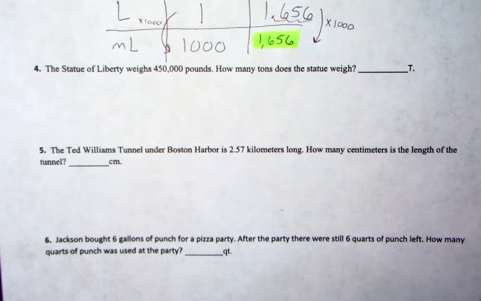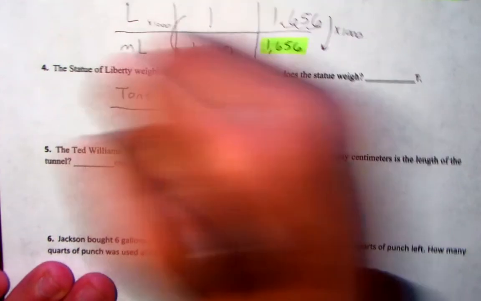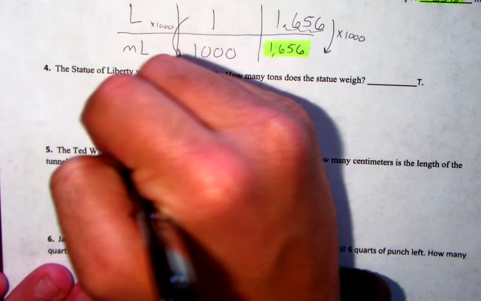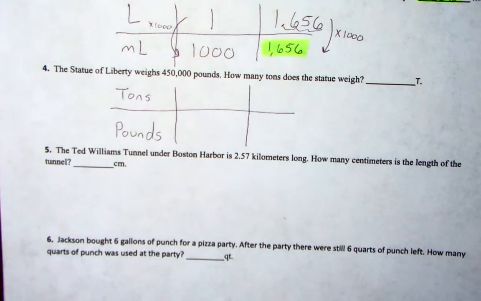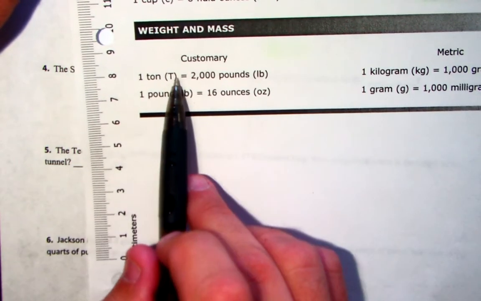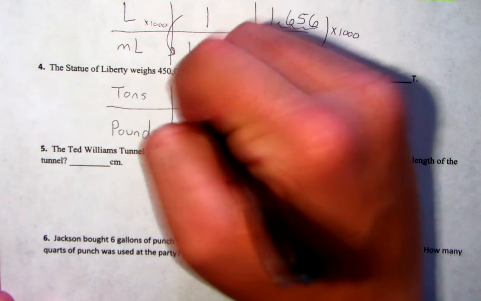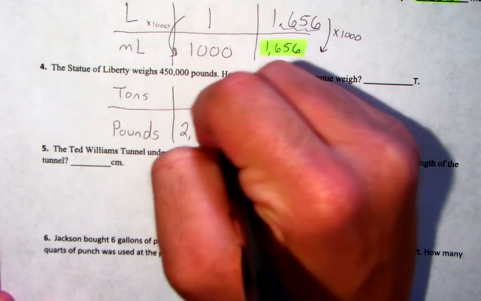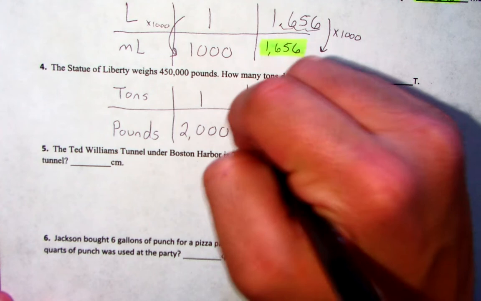The Statue of Liberty weighs 450,000 pounds. How many tons does the statue weigh? So we are comparing tons to pounds. Well, if you look at your star chart, it tells us right here that 1 ton is equal to 2,000 pounds. So 1 ton, 2,000 pounds. But it says I need 450,000 pounds.